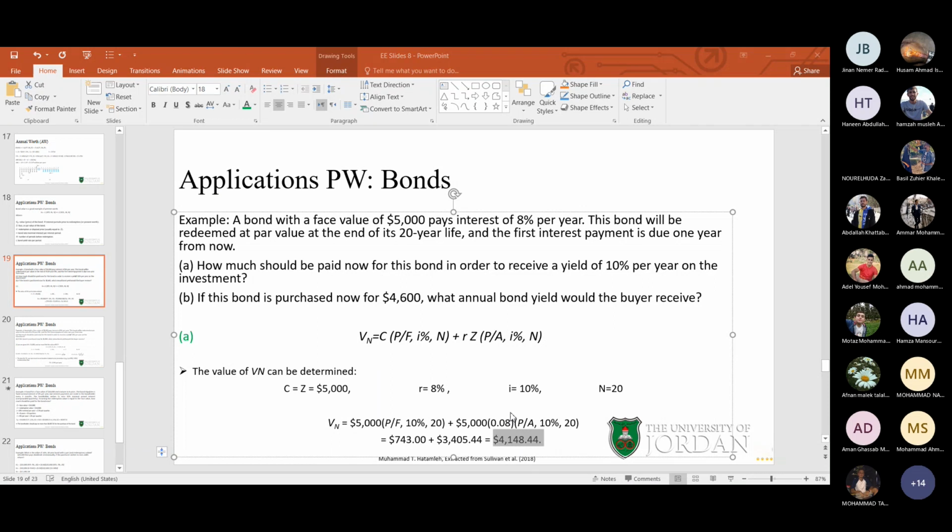$4,148. فأنت بتشتري البوند بتصير تحصل دفعات سنوية قيمتها 5,000 multiplied by 0.08 لمدة 20 سنة. At the end of the lifespan of the bond you can sell it for the redemption value.